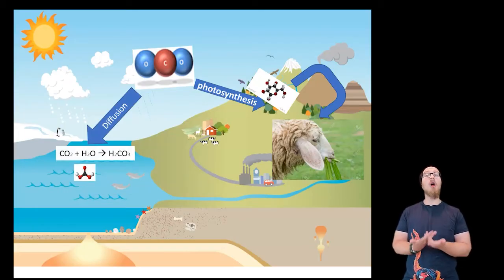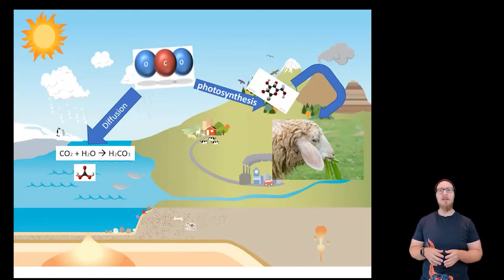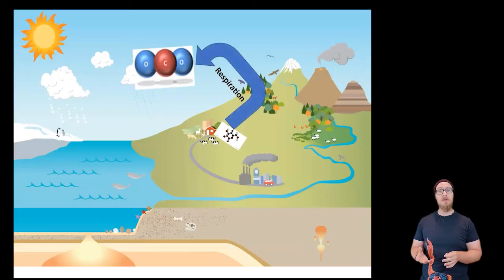It can dissolve into bodies of water, where a chemical reaction occurs between the carbon dioxide and the water, and a chemical called carbonic acid is formed. Carbon can be returned to the atmosphere through respiration, right? How organisms make energy, where we use the glucose we ate for energy and we exhale it back out as carbon dioxide.